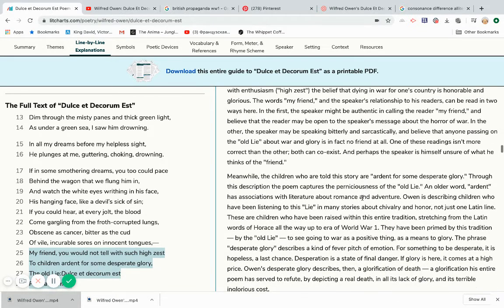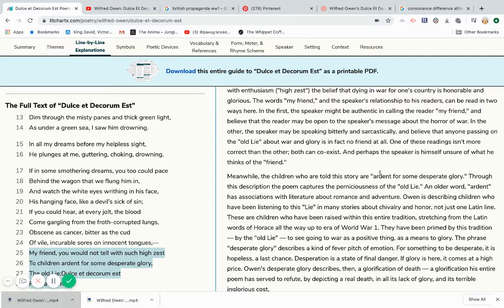The word "friend" does make the message of this address more intimate, more direct on the reader, feeling the speaker to be his equal and a close relative, which would then make the reader feel more guilt about what he is expecting of young men when he claims with such high zest the old lie, Dulce et decorum est pro patria mori. Meanwhile, the children who are told the story are ardent for some desperate glory.